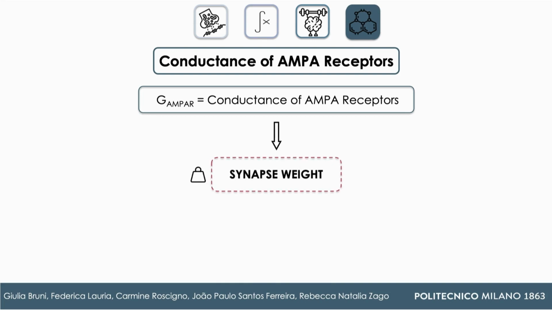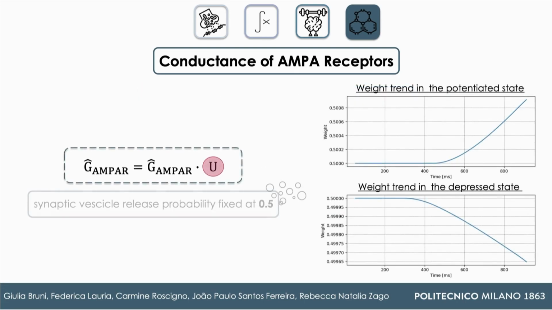In our model, this conductance represents the weight of the synapse. It was updated at every synaptic event occurrence inside the neuron model and gave us an input to the synapse model. The update consists of a multiplication by the vesicle release probability value, U, which we fixed at 0.5 following a deterministic approach.